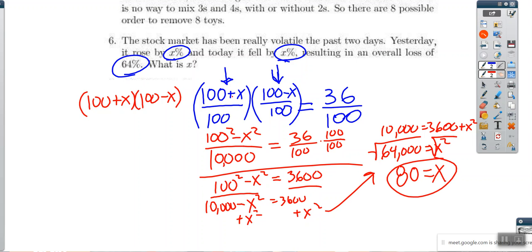So the opposite of squaring something is square rooting. So the square root of x squared is x. The square root of 64,000 is 80. Yep, that makes sense. Is it? I thought it was. You're welcome to have a seat. Square root of 64.